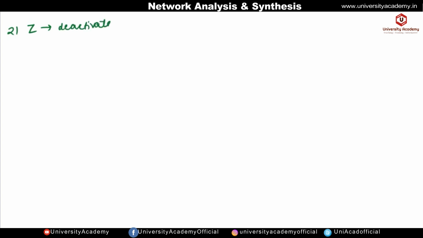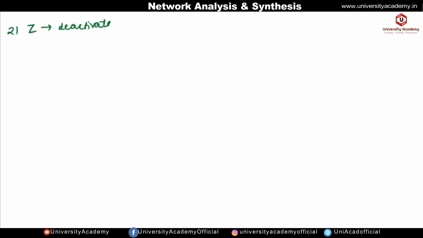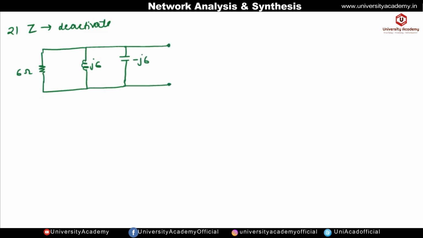So this is 6 ohm. Now 6 ohm will be connected in parallel with J6, and this will be connected in parallel with the capacitor whose value is minus J6 ohm, and the load terminals are open circuited. Okay, so this is minus J6 ohm and this is J6 ohm. Now across this terminal we have to calculate Z equivalent, which will give the value of Z.